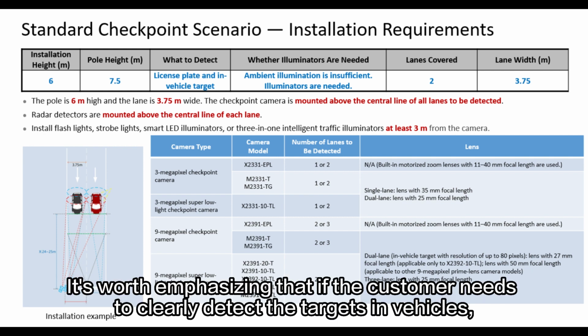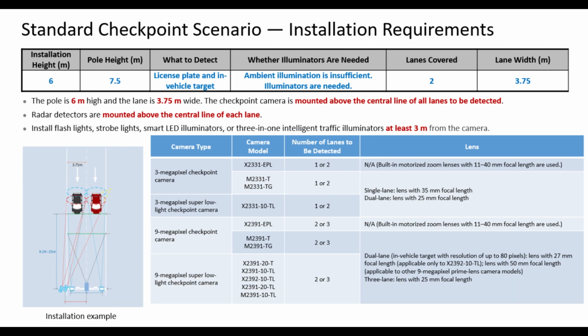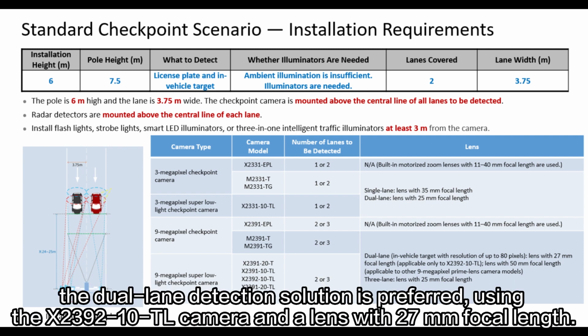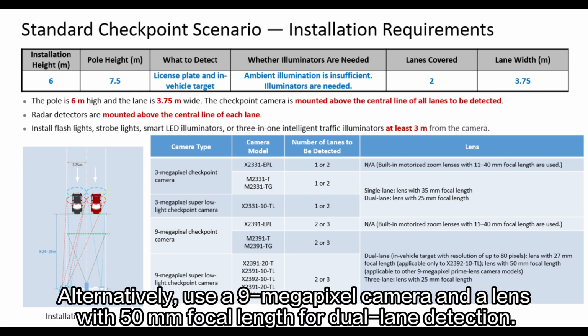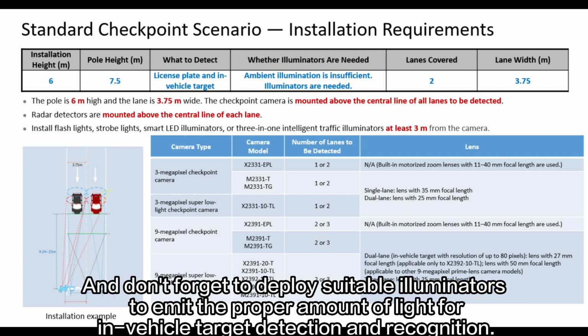It's worth emphasizing that if the customer needs to clearly detect the targets in vehicles, the dual lane detection solution is preferred. Using the X239210TL camera and a lens with 27mm focal length. Alternatively, use a 9-megapixel camera and a lens with 50mm focal length for dual lane detection. And don't forget to deploy suitable illuminators to emit the proper amount of light for in-vehicle target detection and recognition.